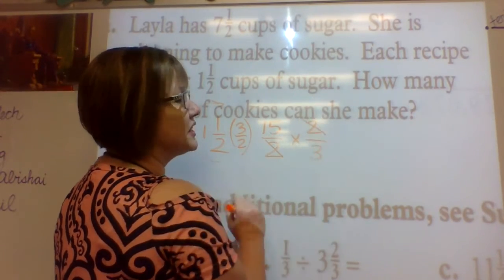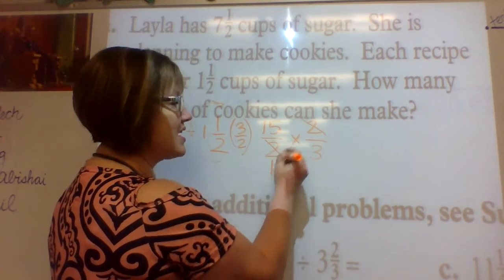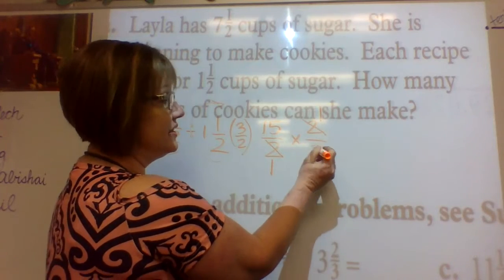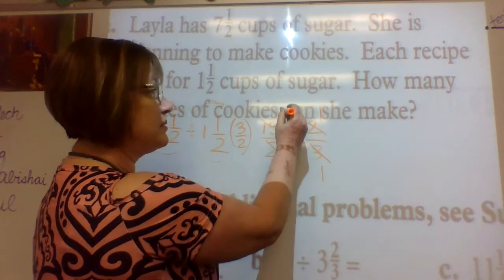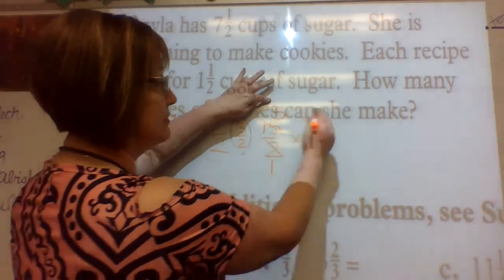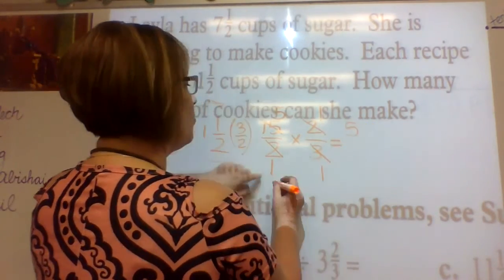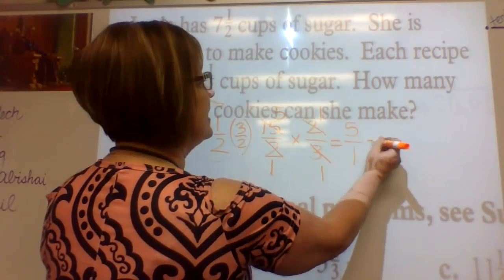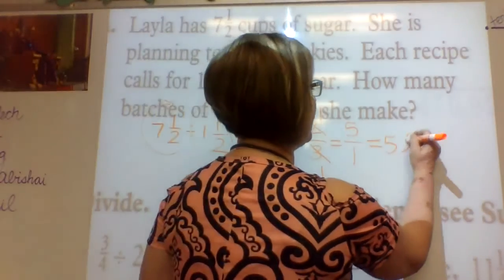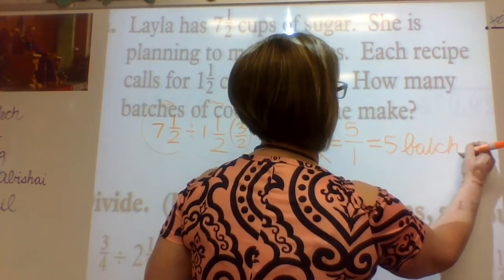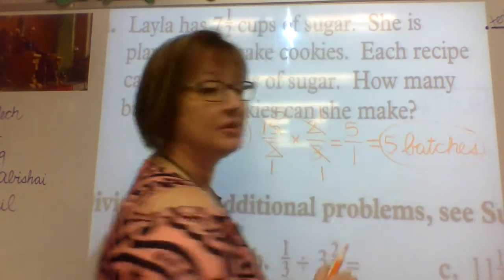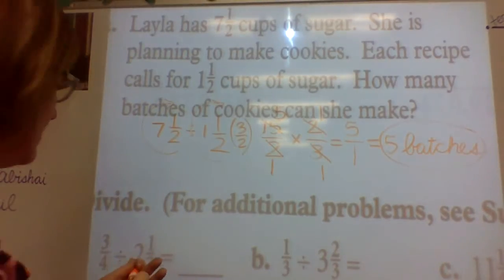2 and 2, those can cancel each other out. 2 divided by 2 is 1. 2 divided by 2 is 1. Then both of these can be divided by 3's. 3 divided by 3 is 1. 15 divided by 3 is 5, right? So then we multiply across. 5 times 1 is 5. 1 times 1 is 1, and we have 5. So how many batches? She can make 5 batches. Can you see that whole word? You sure can. That's the answer to A for your story problems.